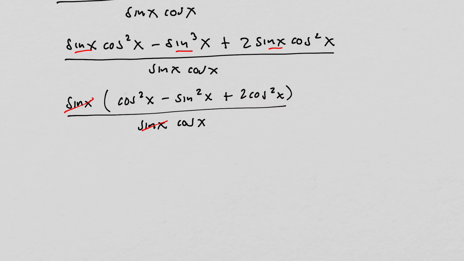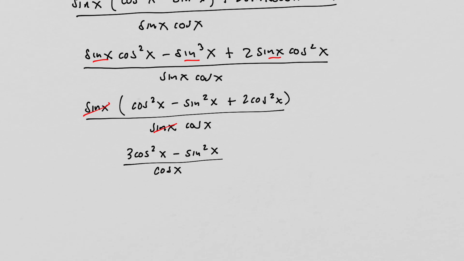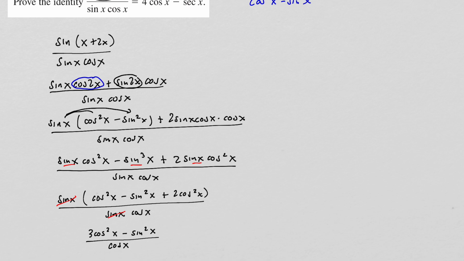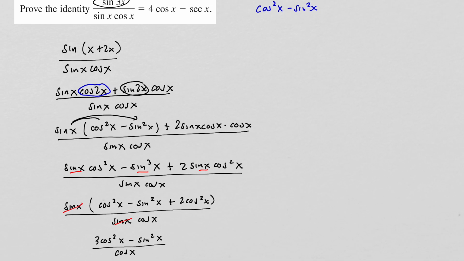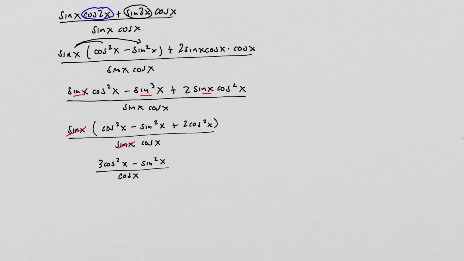Cosine squared plus 2 cosine squared is 3 cosine squared. And then minus sine squared. And then over cosine of x. And let's take a peek. It's okay to look to see where you want to end up. Okay? So if you notice here, we want to end up getting this expression. All right, so what can we do here? Well, it seems like at this point we should probably change sine squared of x into 1 minus cosine squared of x. So let's go ahead and do that.